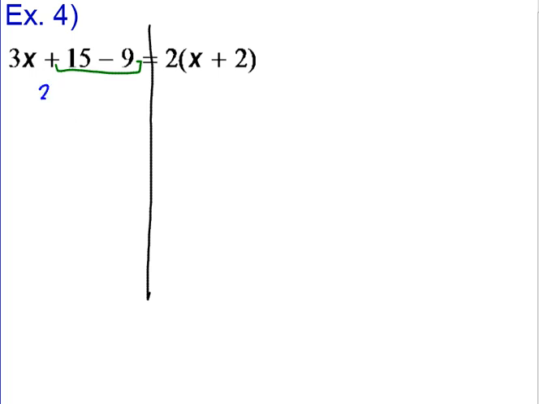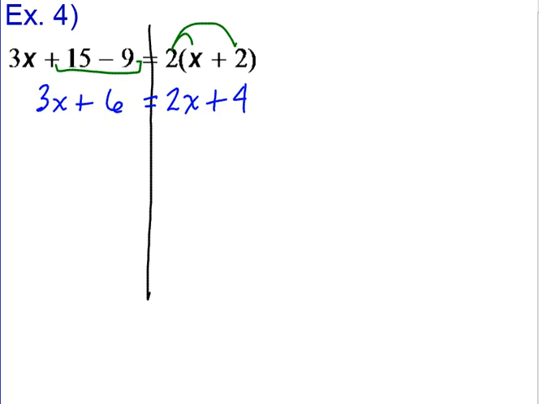So we're going to get 3x plus 15 minus 9 is 6. On the right side, we need to do some distributing. Parentheses tell us that we need to multiply towards the number that's outside the parentheses, or variable, or negative sign, meaning -1. So here we would say 2 times x, which is 2x, and 2 times 2, which is 4.